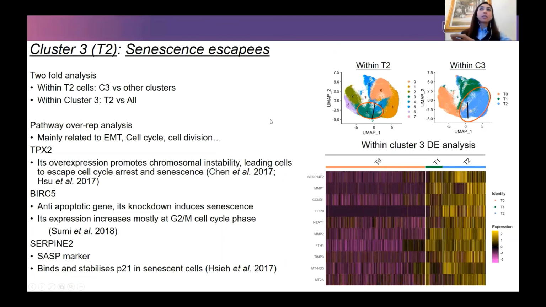Overall, pathway representation analysis again was super general, mainly related to EMT, cell cycle, cell division. But what was really interesting in this cluster was that there was high expression of SASP markers like SERPINE2, but at the same time, there was high expression of genes that are regulating cell proliferation, which was really interesting. It means that these cells are somehow showing some features or characteristics of senescence, but at the same time, they have proliferation ability. Right now, we are in the process of validating these cells in the lab to check whether these senescent cells are able to proliferate further or not.